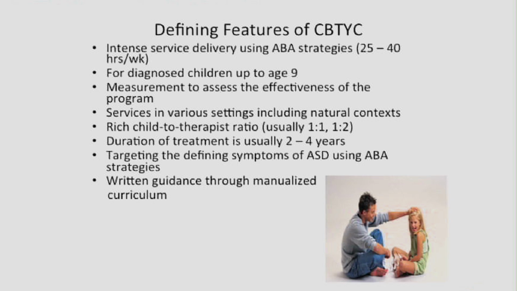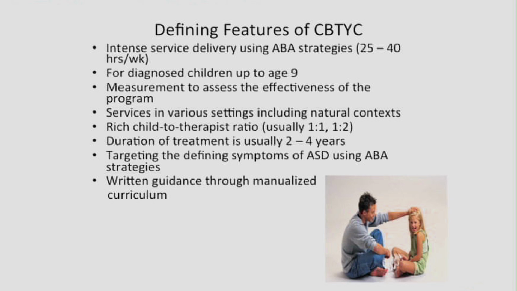Ideally, this intervention is started as early as possible from the time of diagnosis or identification. And during that treatment period, it's evolving as the child's skills evolve. The intensity of the treatment is varying depending on the needs of the child, and you're working into more naturalistic contexts and environments over the course of treatment. Measurement to assess the effectiveness of the program takes place constantly. Data on skill acquisition, data on progress towards targets, movement through a curriculum that has a specific scope and sequence of skills. Service is usually provided in a variety of different settings with rich child-to-therapist ratios.